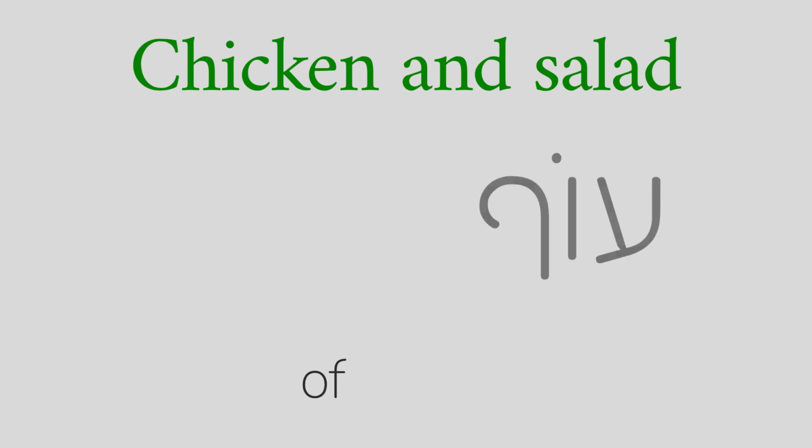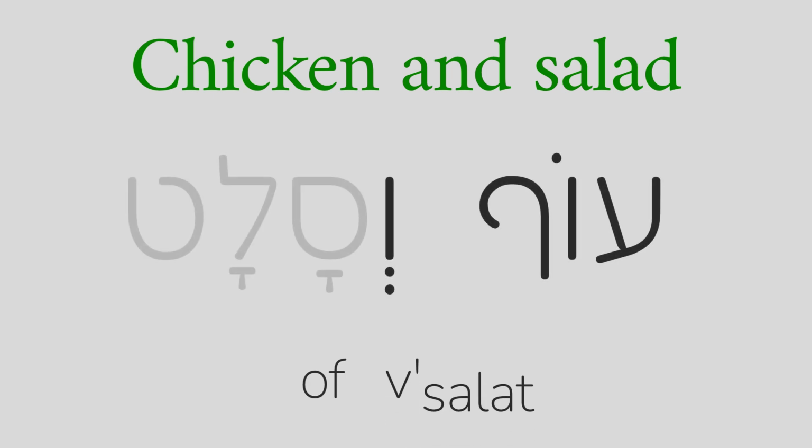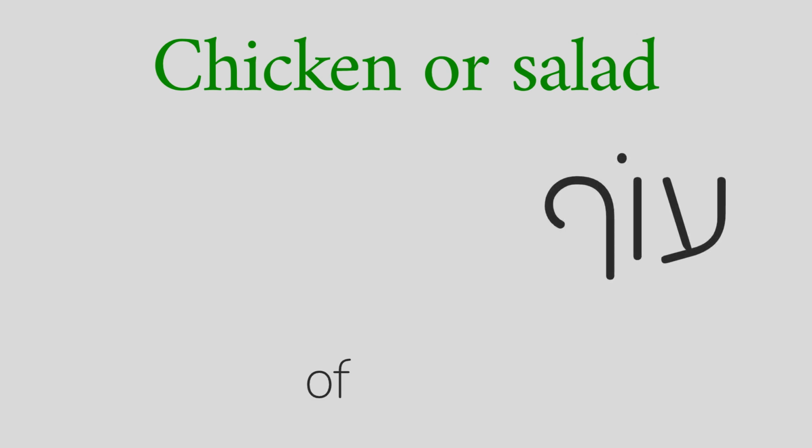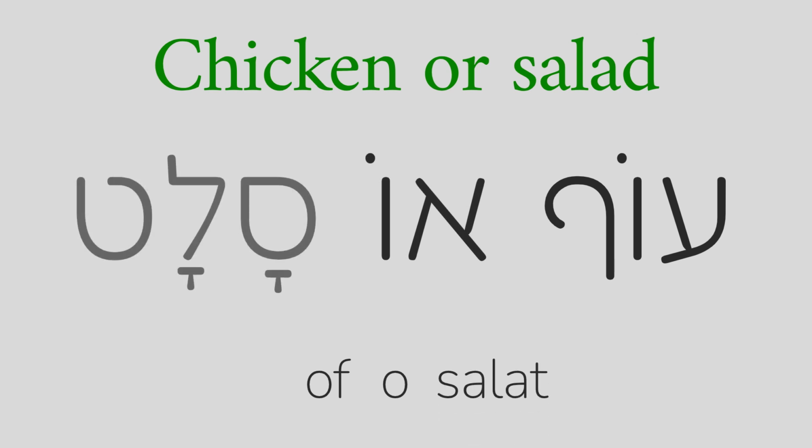Now, how would we say chicken and salad? Well, chicken is of and is a vav, va, which attaches onto the next word salat, salad. Of va-salat, chicken and salad. Now, how about chicken or salad? We once again have the word of, chicken, and then the word o, or, which is its own separate word. Then comes salat, salad. Of o salat, chicken or salad.